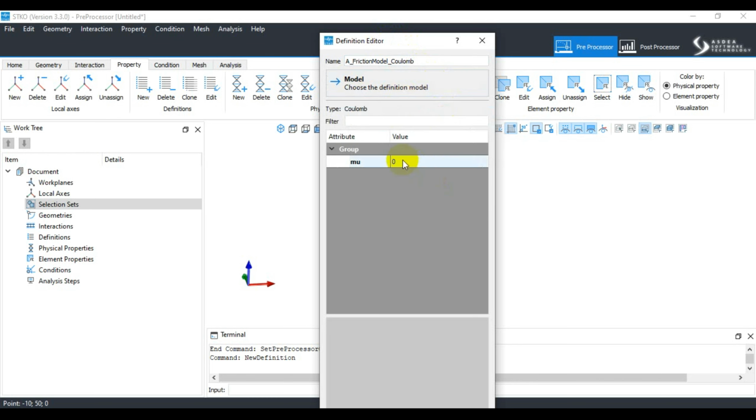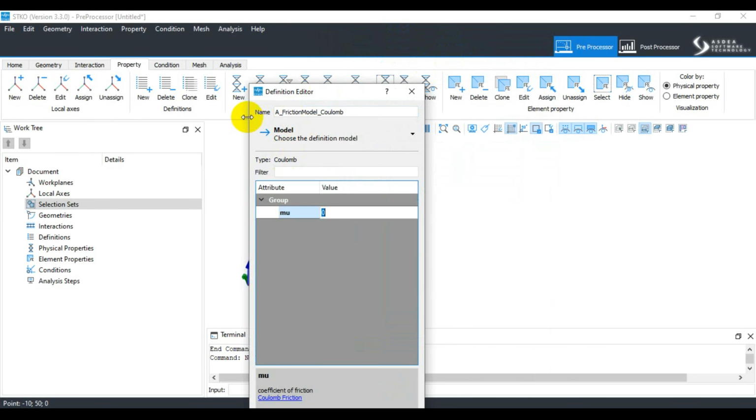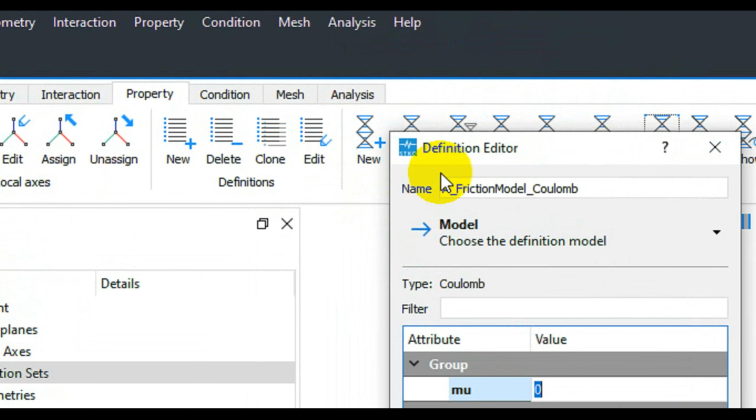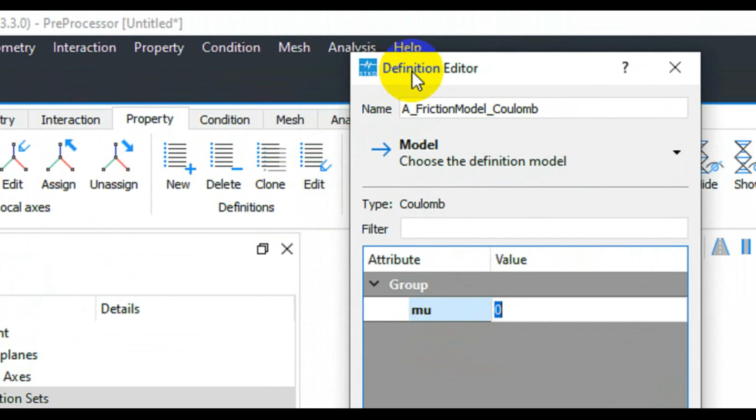I will discuss what this definition actually is and what the purpose of this Coulomb model in OpenSees is. I will also talk about the value of the coefficient of friction present in it, which is called mu, the name of this function, and how OpenSees works in the background or back end of this modeling environment.